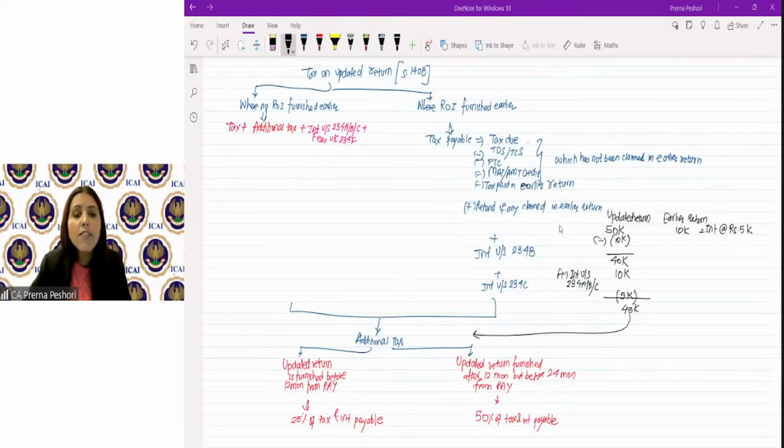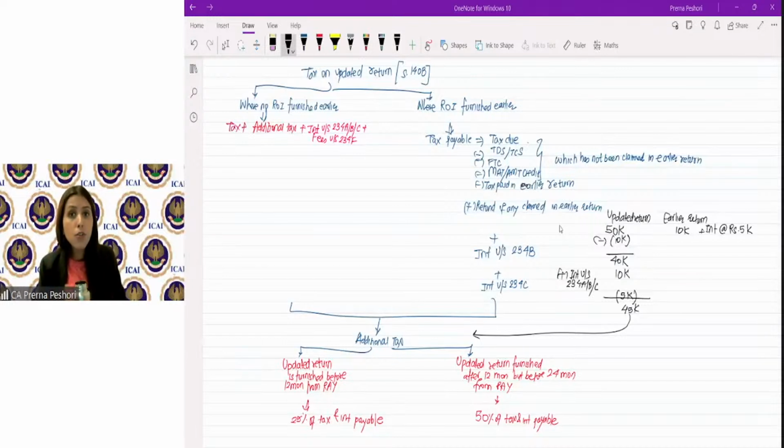So only if I have the tax payable, only then I will have the obligation to pay additional tax. So additional tax works like a penalty. Since you have not disclosed it earlier, you have to disclose now. Now you may ask, ma'am, why then should we go for updated return? To save yourself from the penalty which could result for non-reporting, under-reporting or misreporting of income under 270A, which we will learn in subsequent classes.